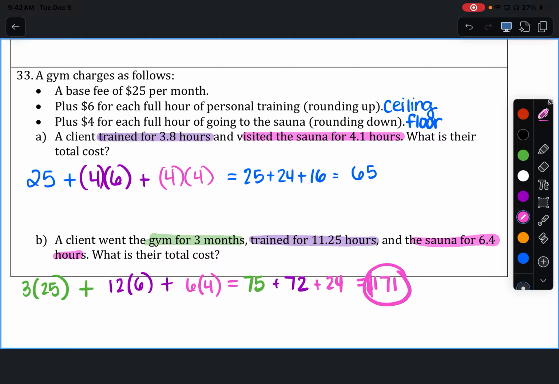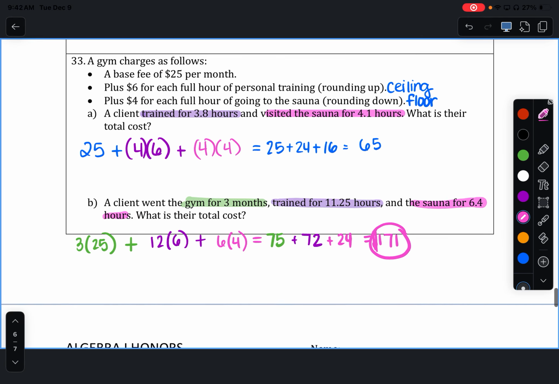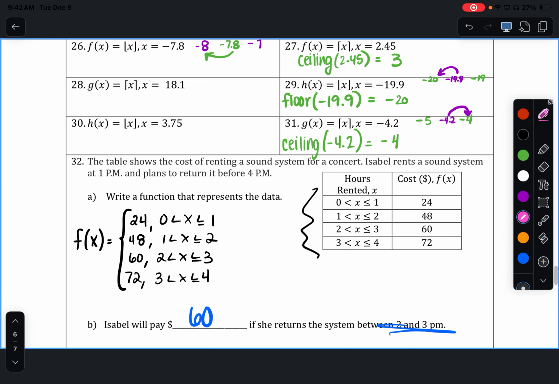Okay, so from here, okay, we're done with our review. Okay, so for the rest of class, I want y'all to work on y'all's review. Remember, this will be due at the beginning of class tomorrow, because our test is tomorrow and on Thursday.